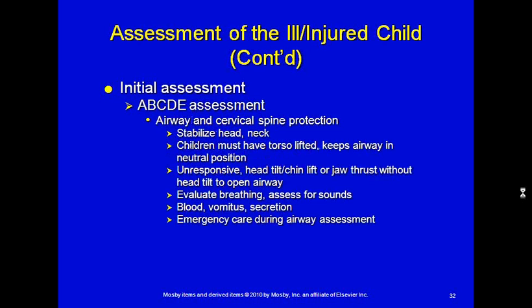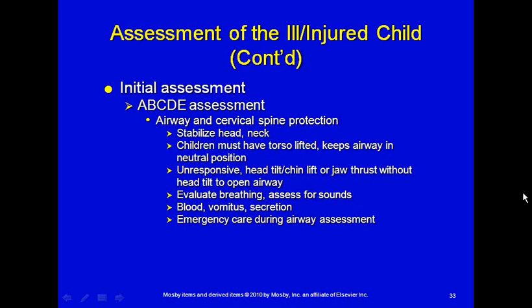If it's pale or bluish or mottled, then certainly we know that we're dealing with a circulatory problem of some kind. The ABCDE assessment, as far as airway, we also want to consider cervical spine, particularly in the pediatric patient who suffered trauma. Stabilize the head and neck until you get them immobilized if you're suspecting they have a potential for head or neck injuries. Children must have their torso lifted. It keeps their airway in a neutral position.